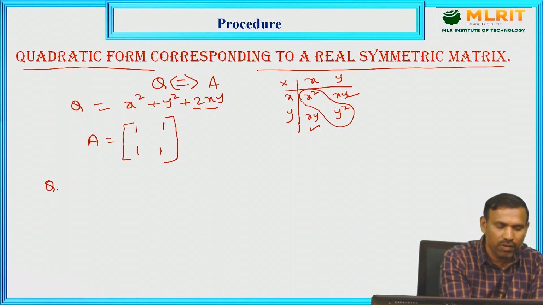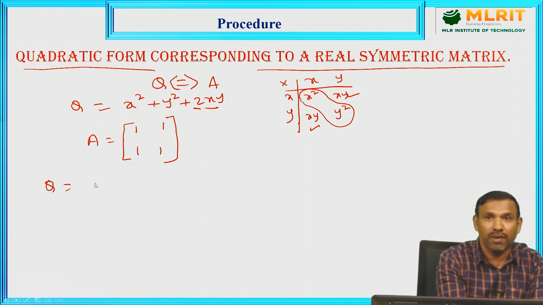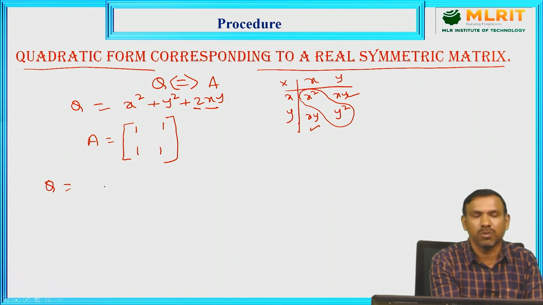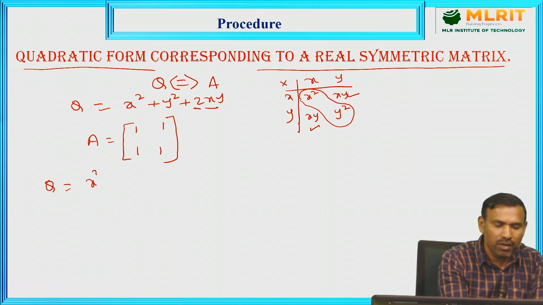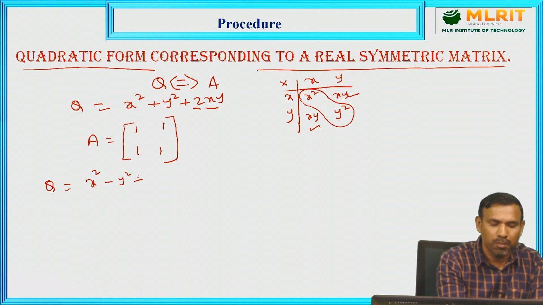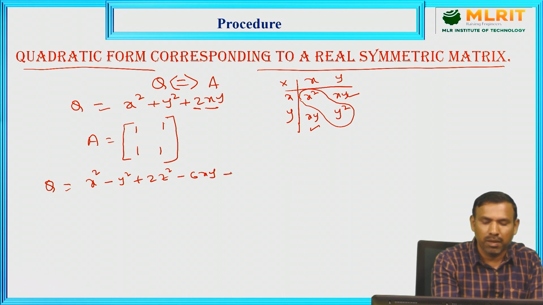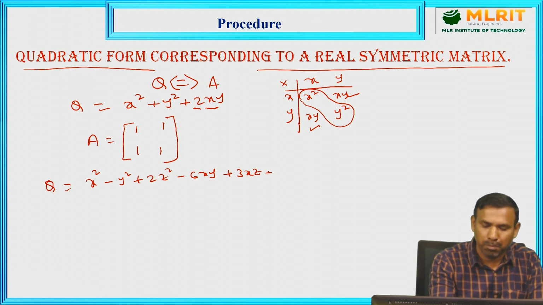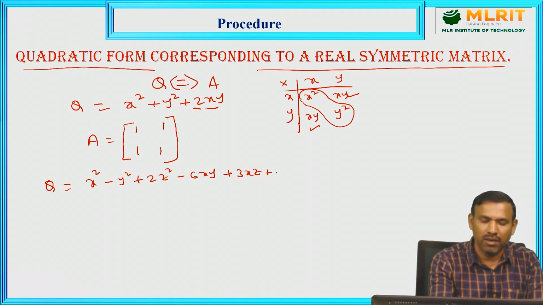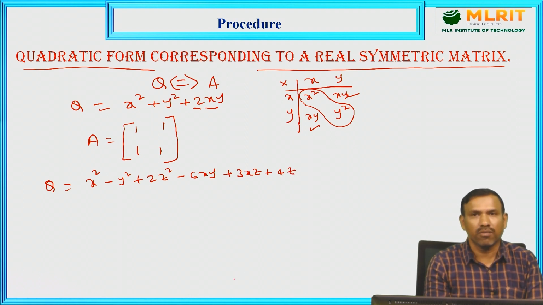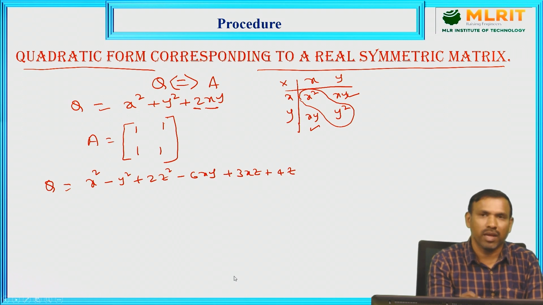Suppose I take another one. Suppose we have 3 variables, that is very important. Most of the problems are related to 3 variables. Then x square minus y square plus 2z square minus 6xy plus 3xz, right, and plus yz, 4z, let us say. It is also a quadratic form in 3 variables x, y, z, all of the second degree. It is a homogeneous second degree polynomial, right.